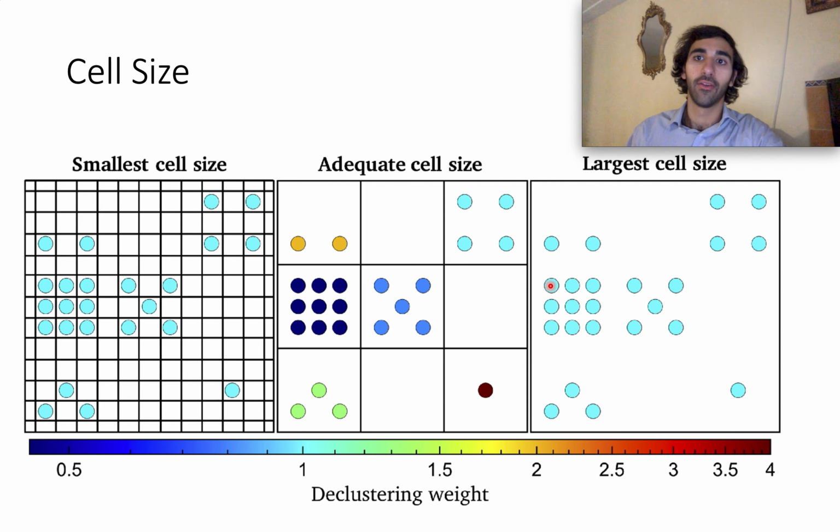We have to choose an adequate cell size, and the adequate cell size will generally be one which maximizes or minimizes the declustered mean of our data compared to the naive mean of our data. The naive mean would be just the mean of our data, and the declustered mean would be the mean after incorporating the declustering weights.